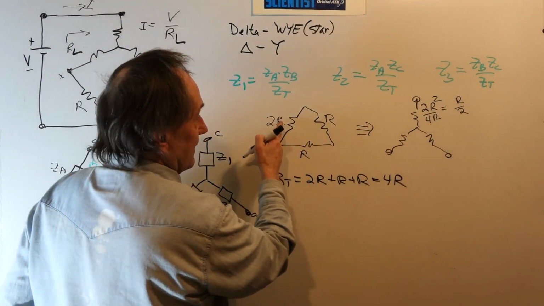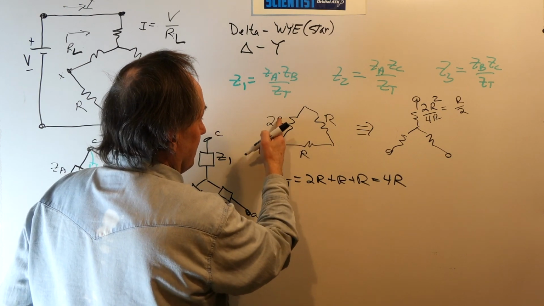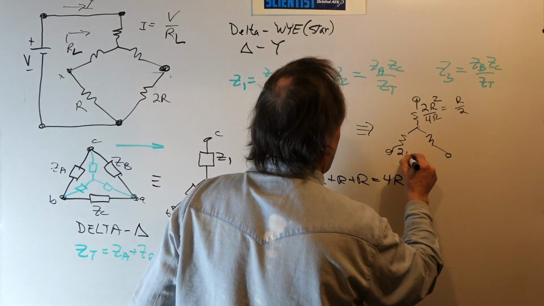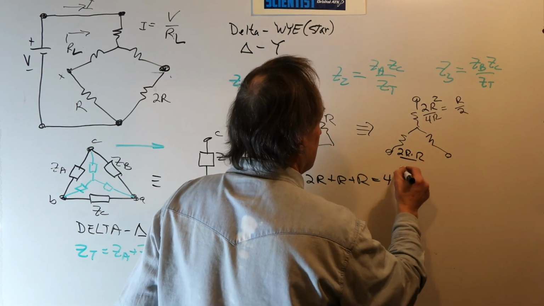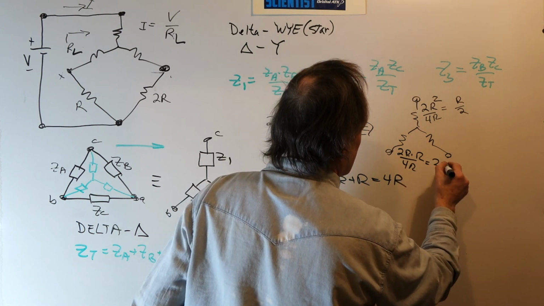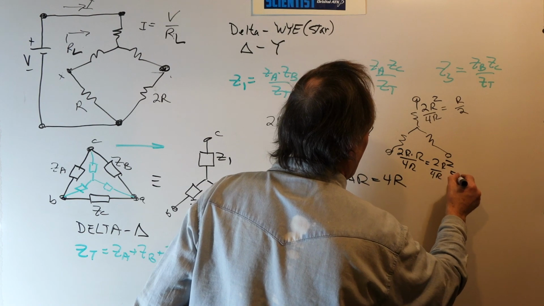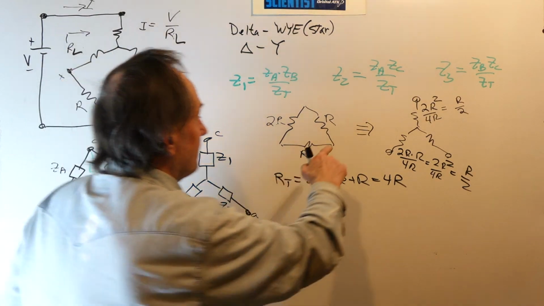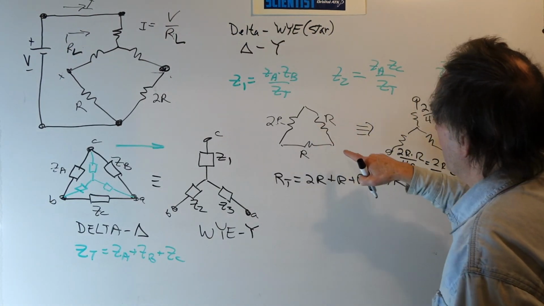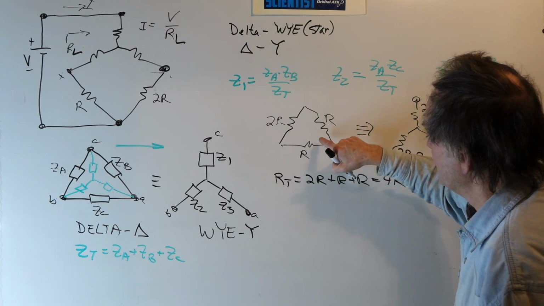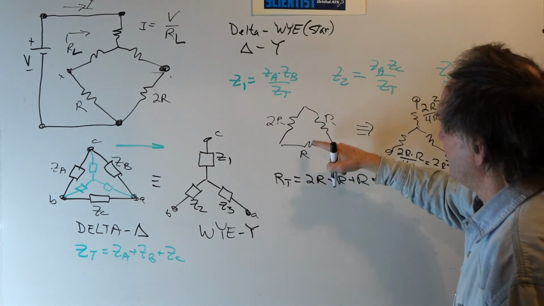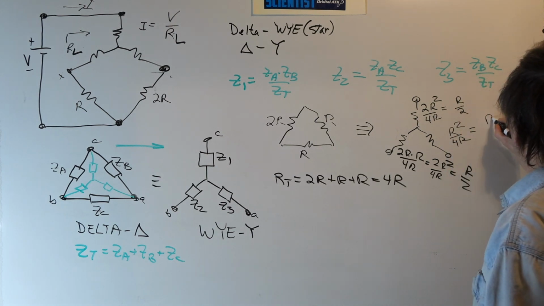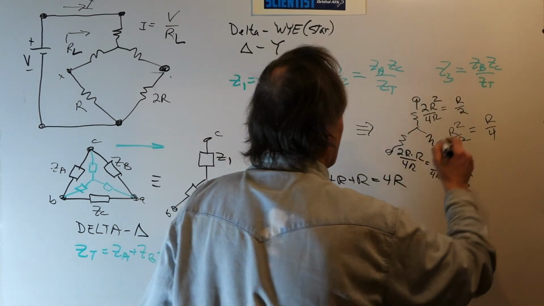This element is the product of this and this divided by RT. So this is 2R times R over RT, which is 4R. Again, this is 2R squared over 4R, or R over 2 for this one. Now, for this element here, that's the one in between these two, so this becomes R times R, or R squared, divided by RT, which is 4R, so R over 4. So those are our element values.